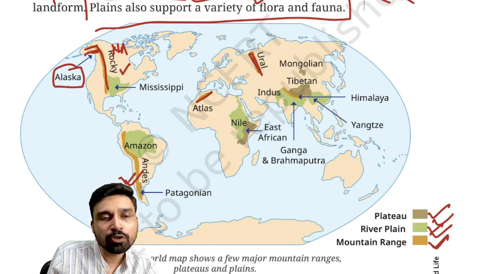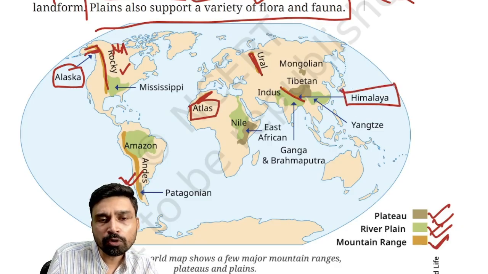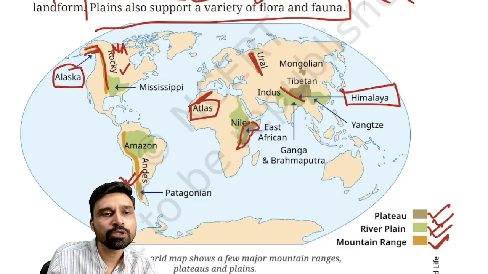In Africa, in the northwestern part, you'll find a mountain range called the Atlas Mountains. Similarly, in India, along the borders of the Indian plate and Eurasian plate, you'll find a mountain range called the Himalayas. If we talk about the major plateaus of the world, we can say the East African Plateau is one of the most important plateaus.